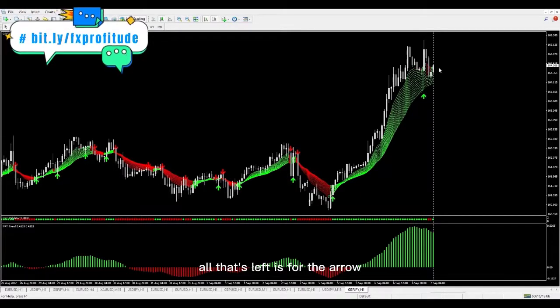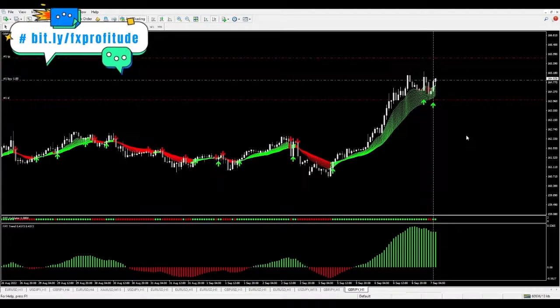All that's left is for the arrow like this one here to appear underneath the current candle when it closes. And if that happens, I will be placing a buy trade. So I'm going to wait for that. And if I do get that, I'll be back.